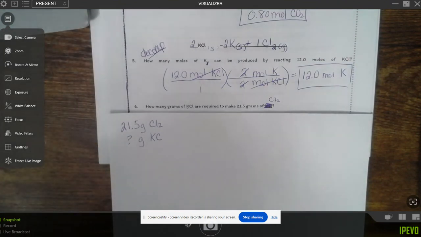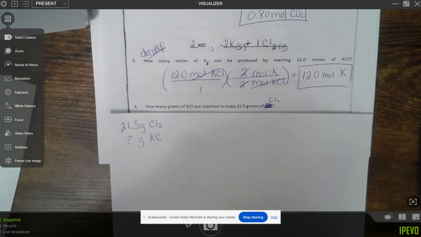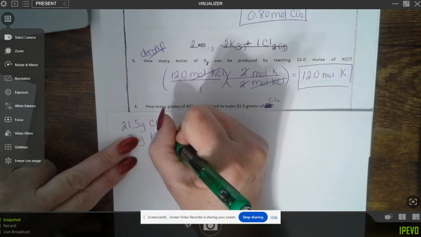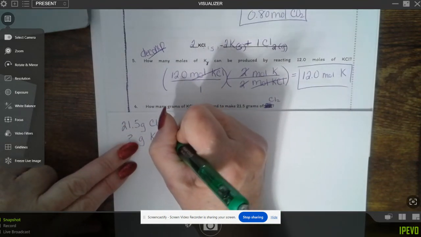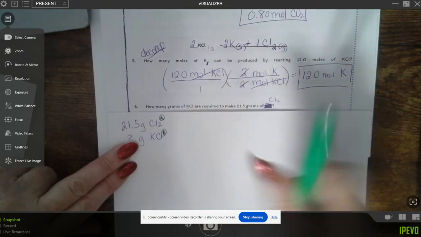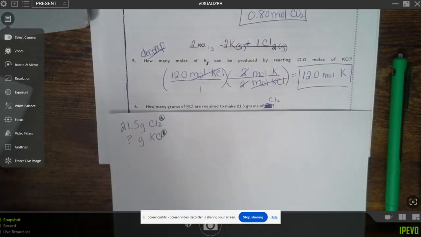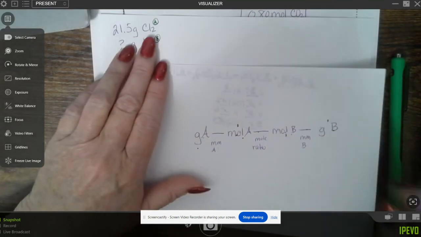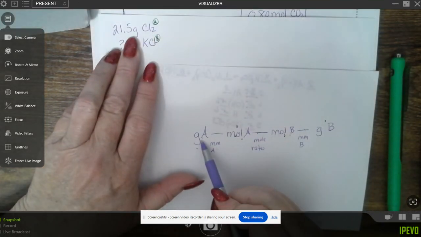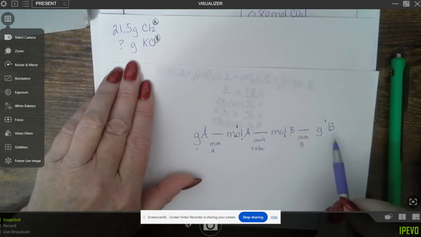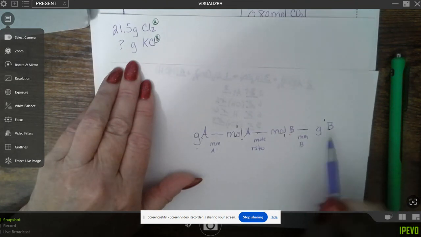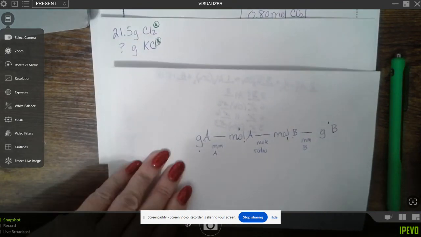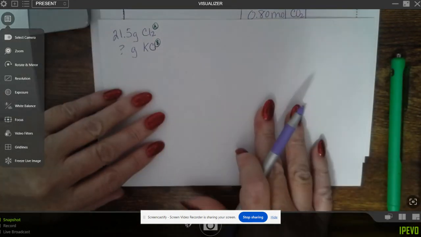Okay, so if we look at our mole map, Cl2 is our given, that's A. KCl is our unknown, so that's B. Okay, so if we look at our mole map, we're starting at grams of A, ending at grams of B. Okay, so this one goes all the way, 1, 2, 3 steps. All right, so let's see if we can set this up.